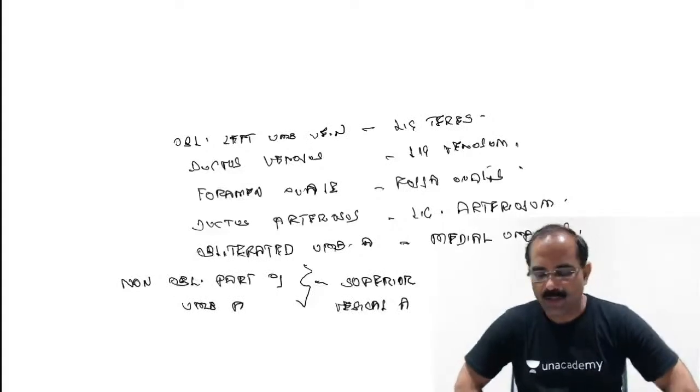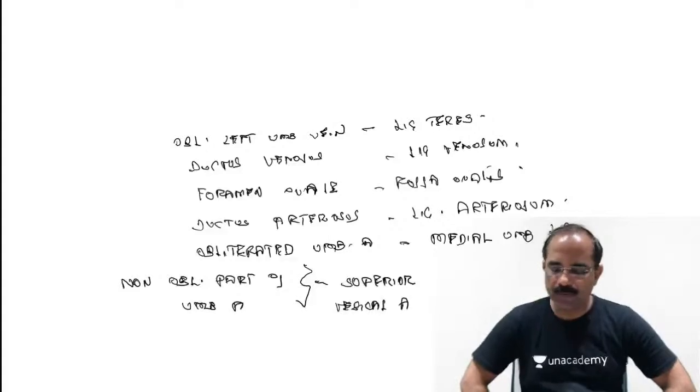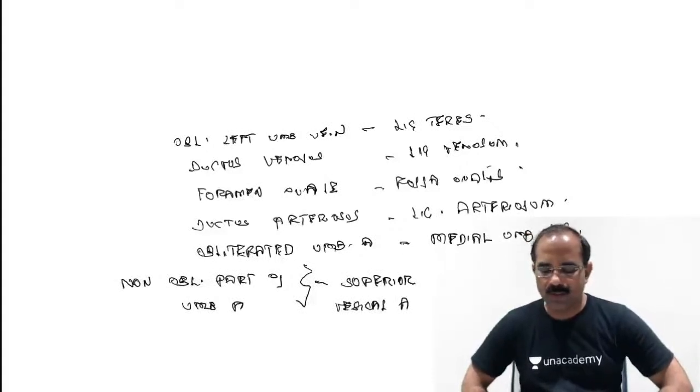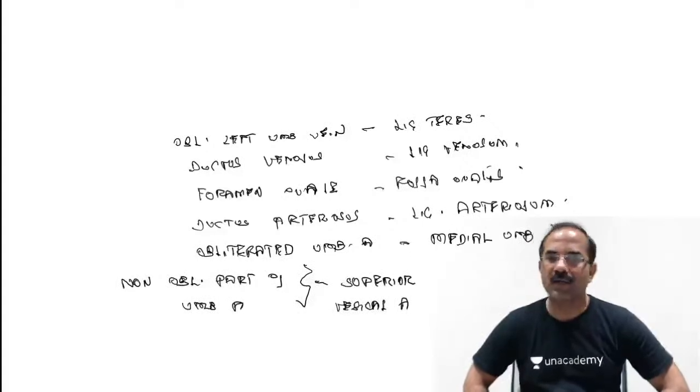Obliterated left umbilical vein is ligamentum teres. Ductus venosus becomes the ligamentum venosum. Foramen ovale becomes the fossa ovalis. Ductus arteriosus becomes the ligamentum arteriosum. Obliterated umbilical artery is the medial umbilical ligament, and the non-obliterated part of umbilical artery is the superior vesical artery.